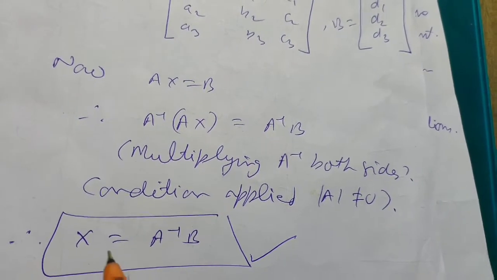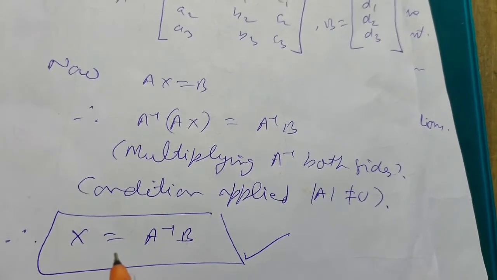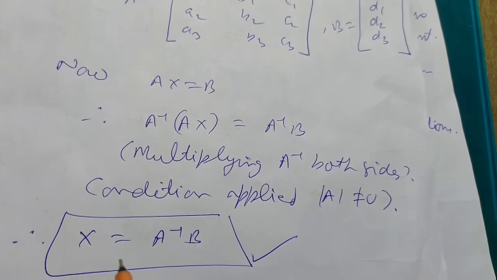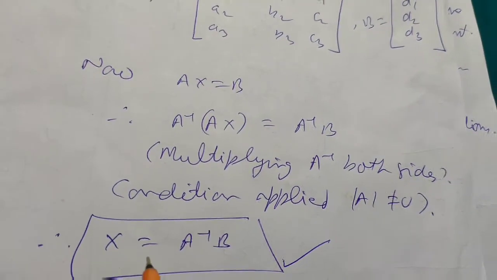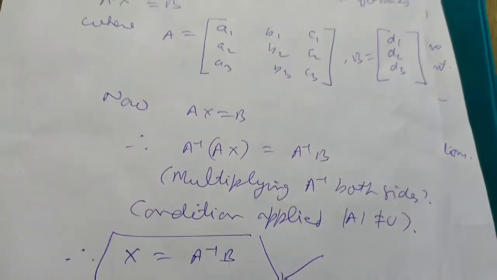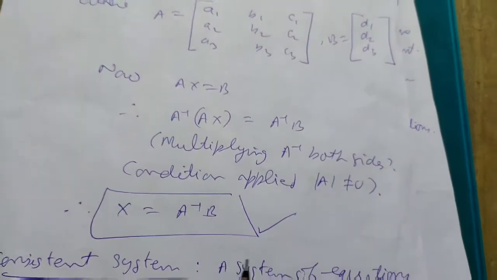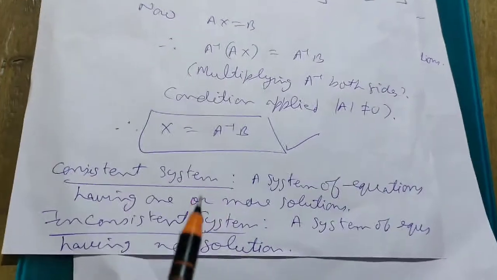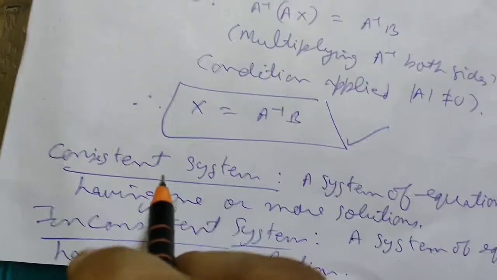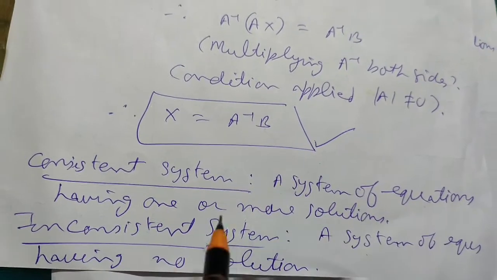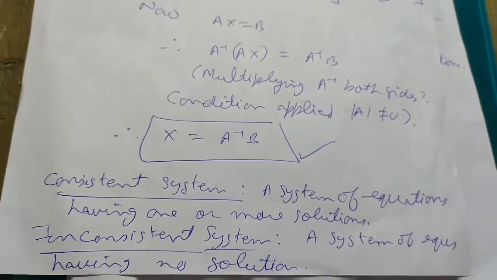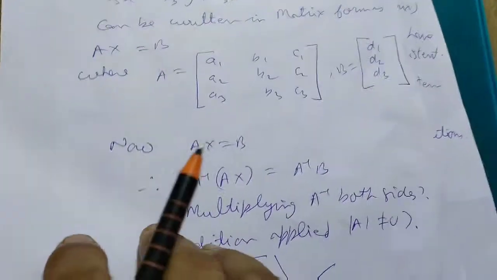Very, very important one. This always helps us in getting the unique solution. Most of the questions in our syllabus are based on unique solution only. So go through this formula, learn it, and also go through the note which I have given you. What do you mean by a consistent system? That is having one or more solutions, and an inconsistent system having no solution.